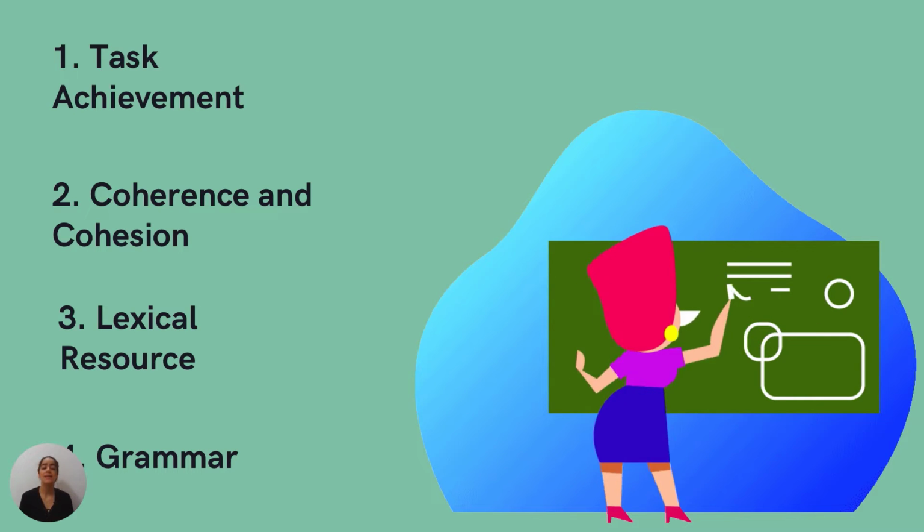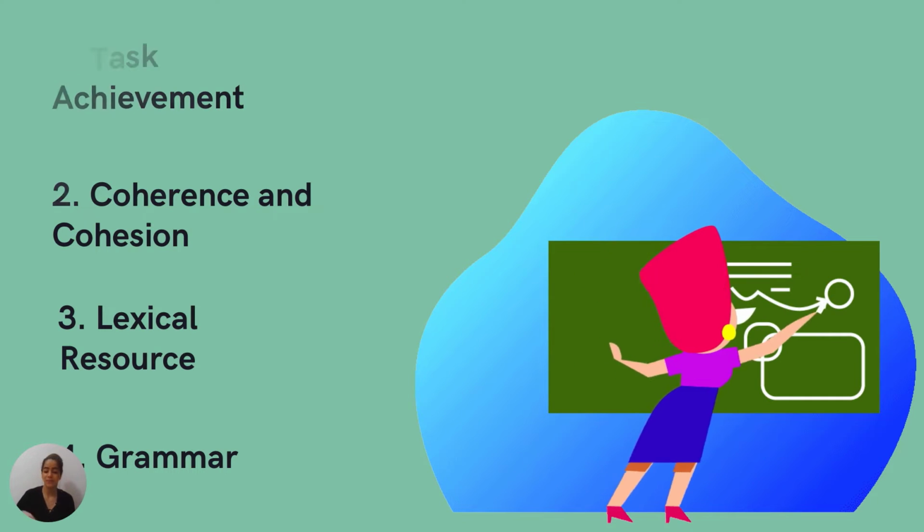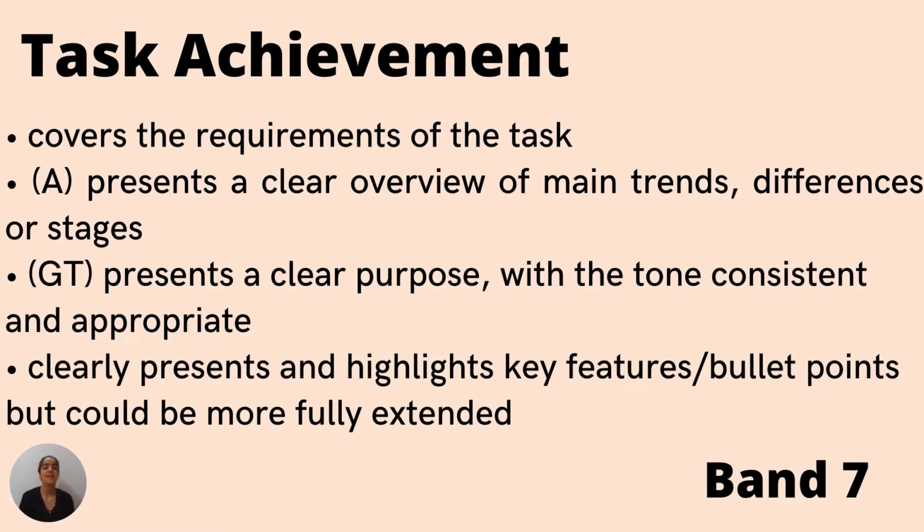Okay, so let's get started and see what each of them means in detail. Task achievement. A band 7 task achievement says that you need to cover the requirements of the task. Imagine that the task wants you to cover 3 bullet points, or wants you, for example, to go for a report based on the visual illustration given to you. So you need to go for all parts. If even one of them is absent in your work, this part, task achievement, will be negatively affected.